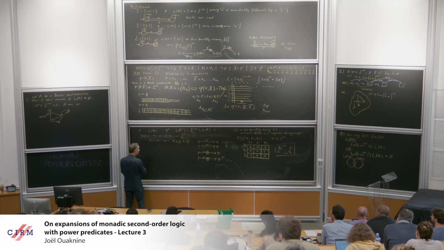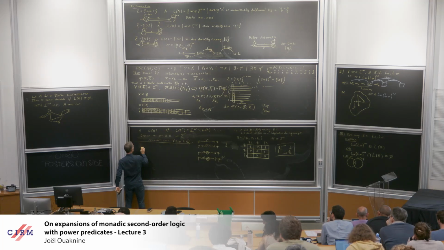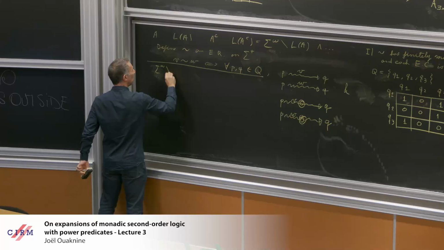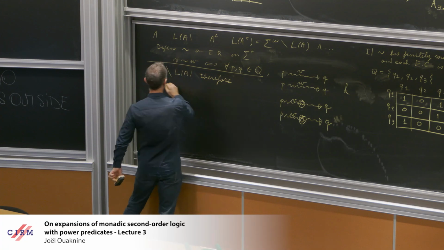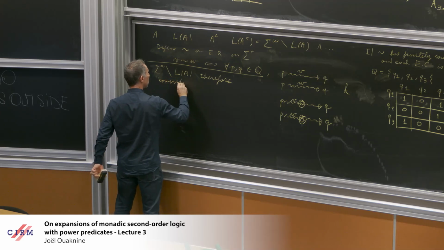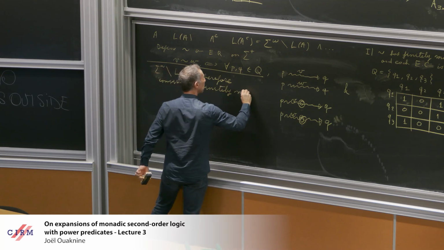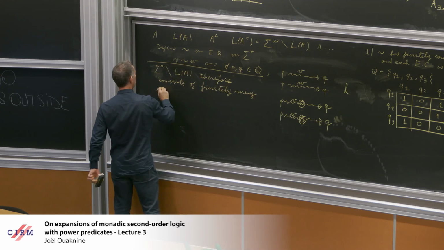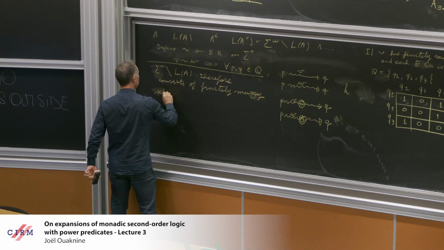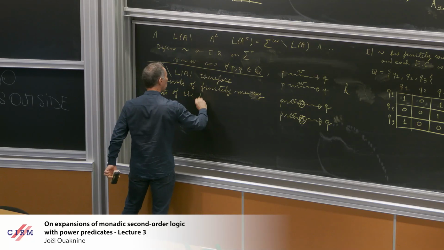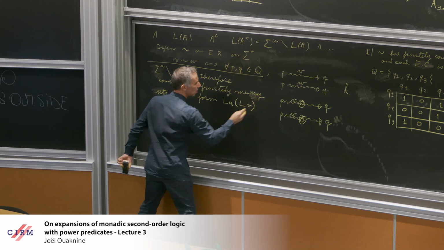I can finish the theorem. So what we have is that sigma omega minus L of A therefore consists of finitely many sets of the form LU LV to the omega.